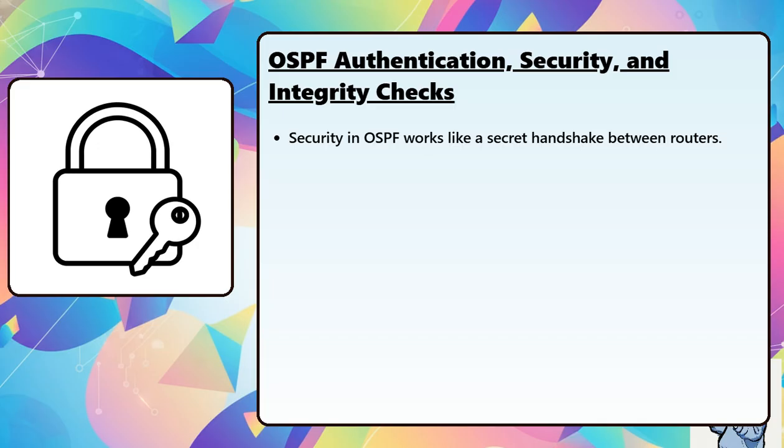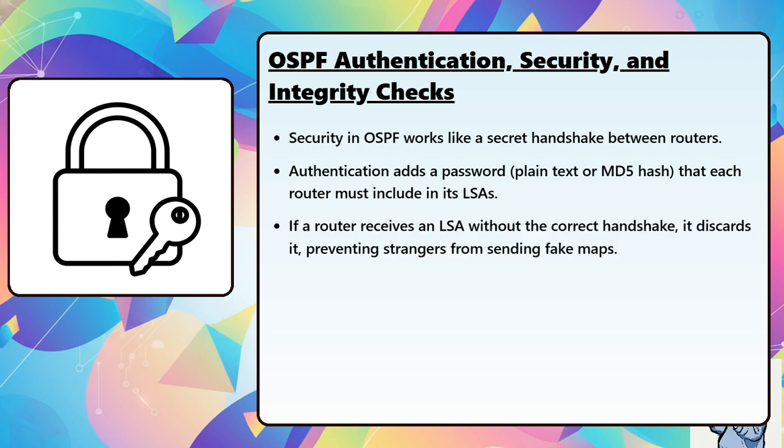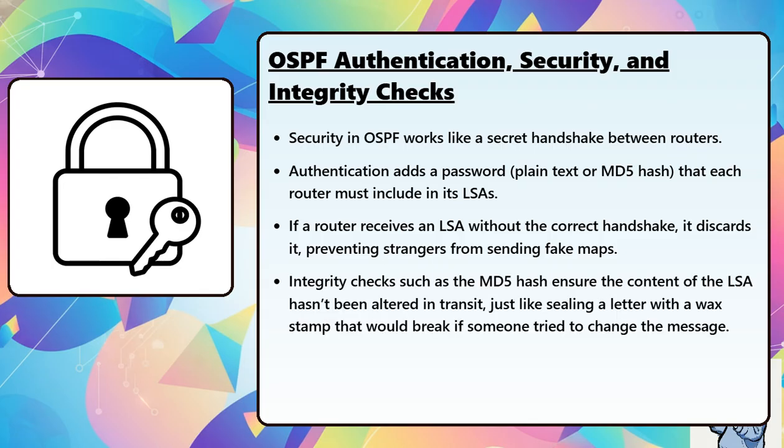Security in OSPF works like a secret handshake between routers. Authentication adds a password, plaintext or MD5 hash, that each router must include in its LSAs. If a router receives an LSA without the correct handshake, it discards it, preventing strangers from sending fake maps. Integrity checks such as the MD5 hash ensure the content of the LSA has not been altered in transit, just like sealing a letter with a wax stamp that would break if someone tried to change the message.